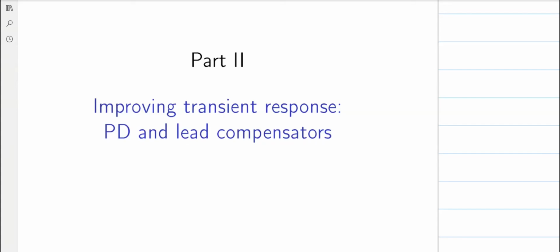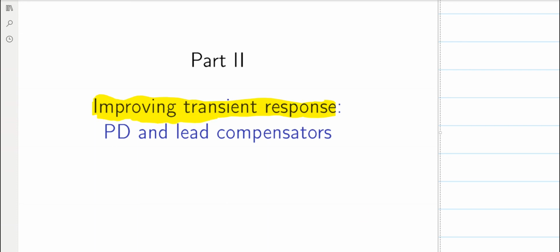Hello everyone. In this video we are going to get introduced to the PD, or proportional derivative, controllers and then to the lead compensators, and we see that the main aim of using these controllers is to improve the transient response. So our focus will be on improving the transient response.